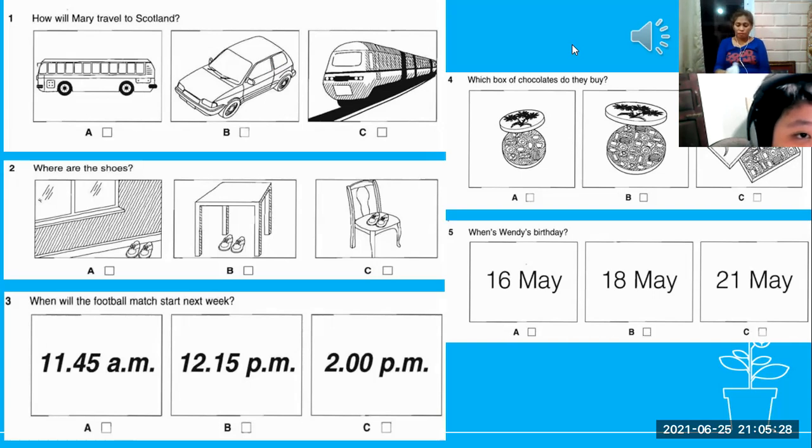Three. When will the football match start next week? Does the football match start at 12:15 every week? No, it was early this week. It usually begins at 2:00. So it'll be the usual time next week? Yes.